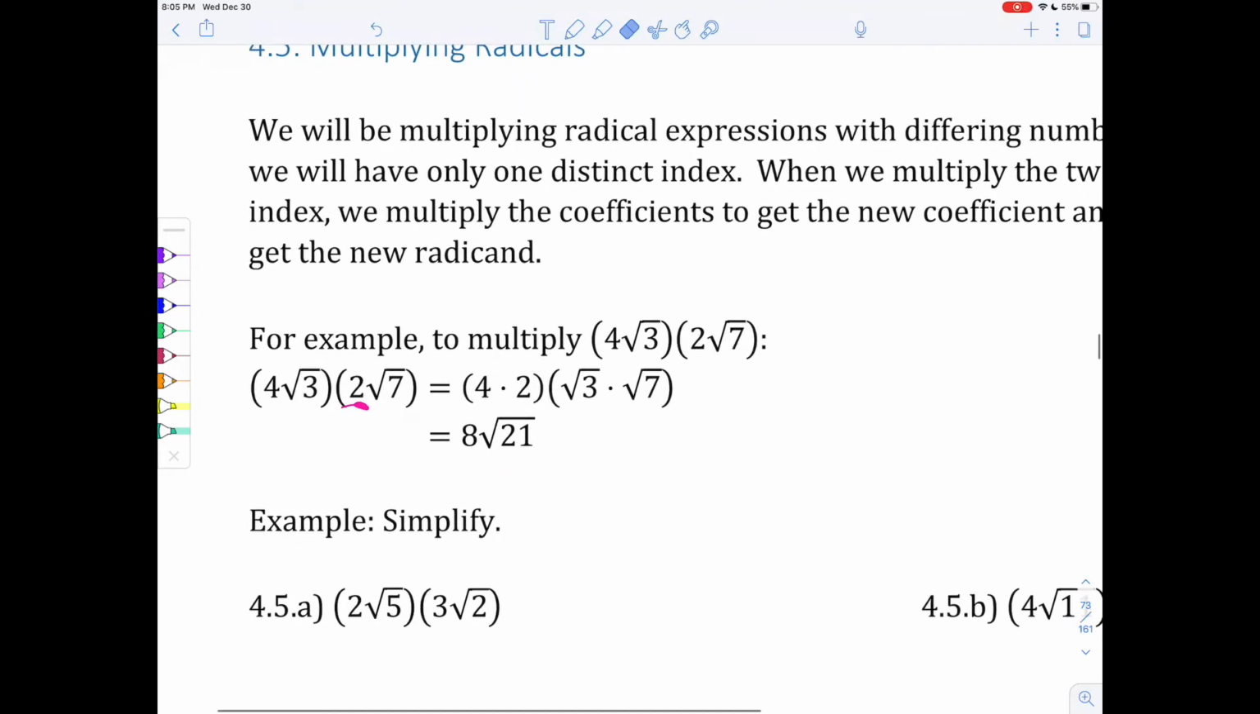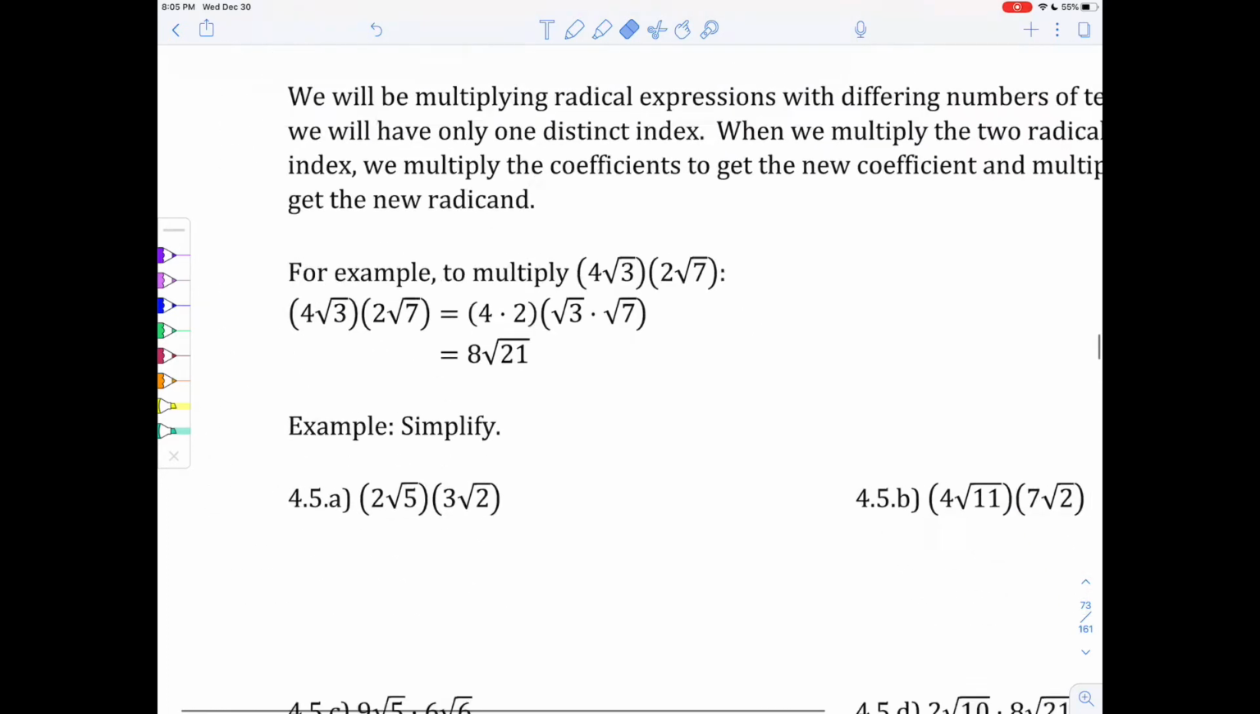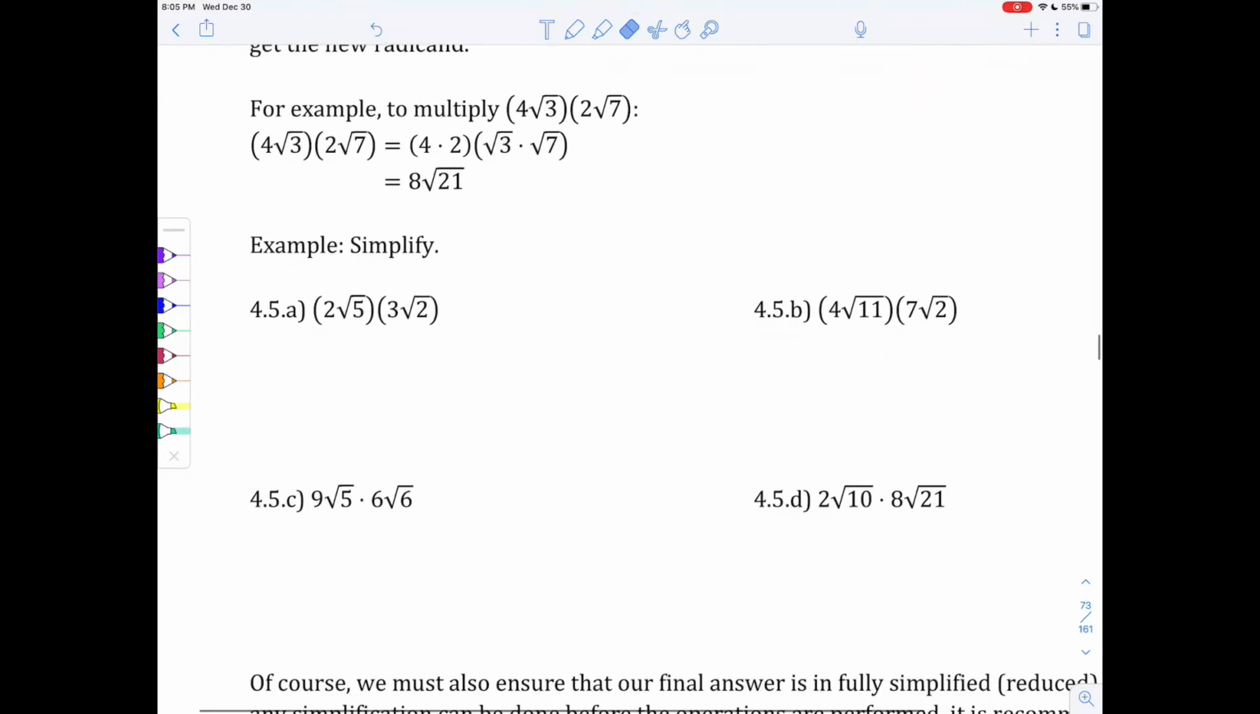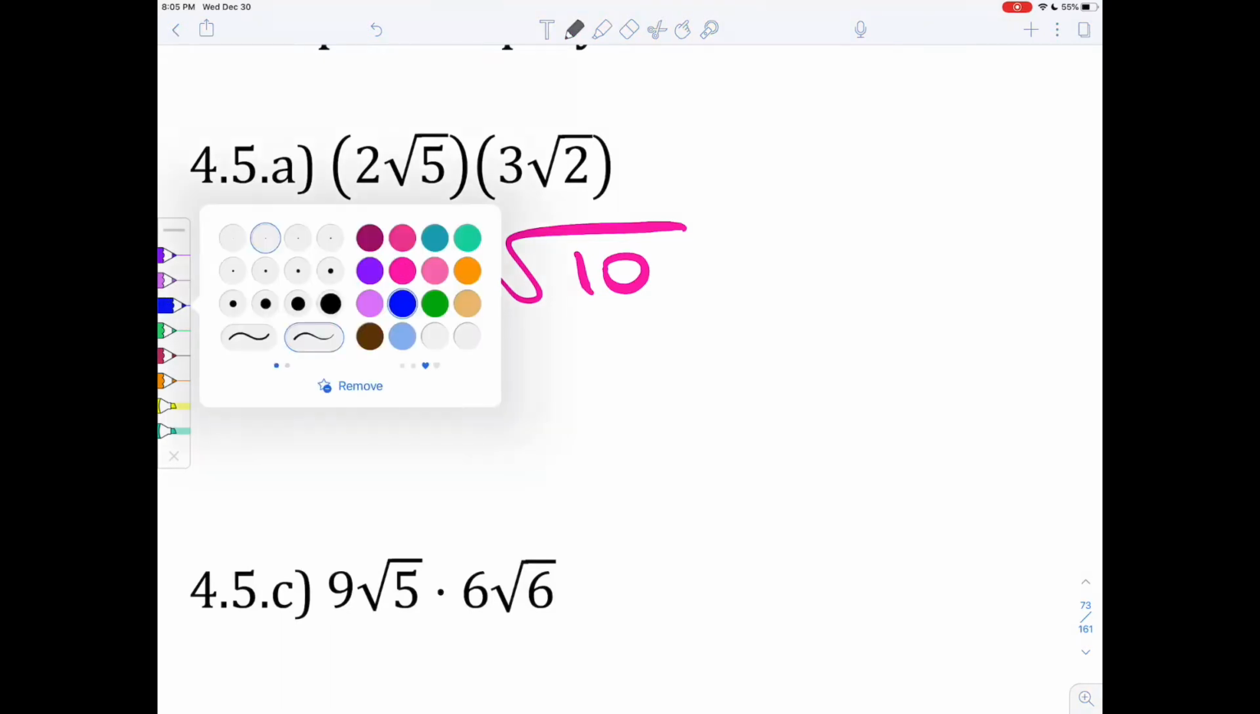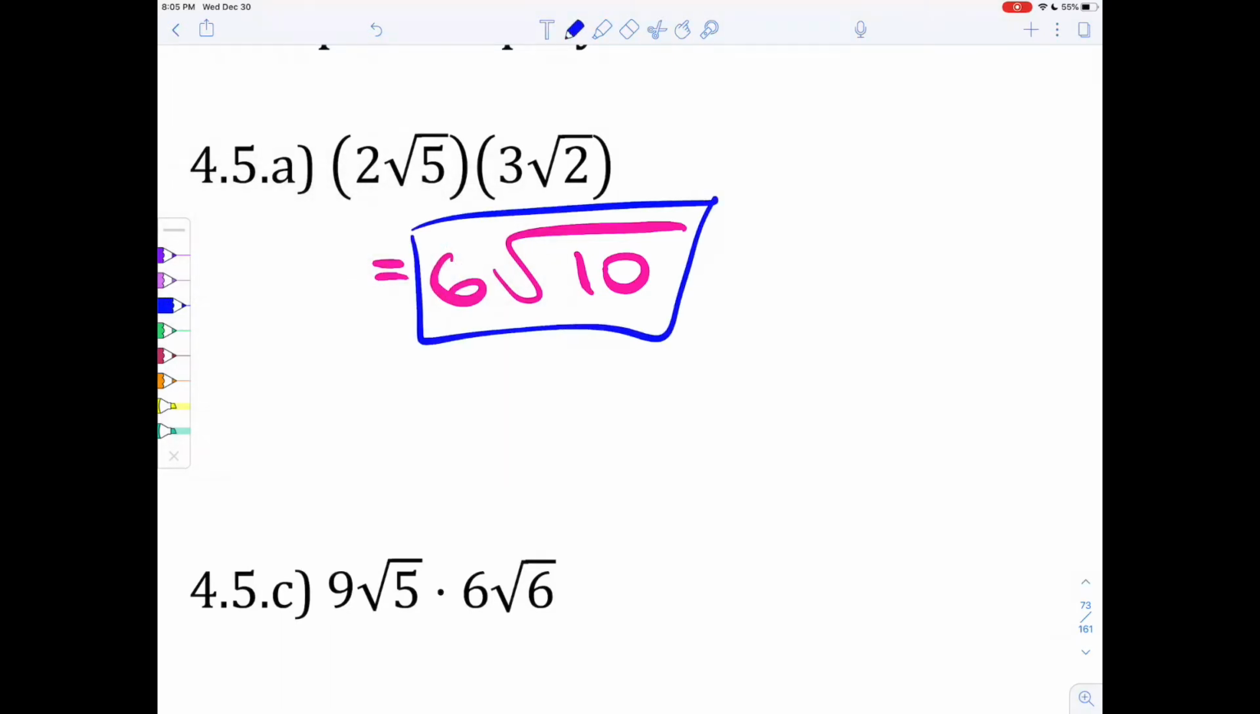If you want, you can even give it a try right away with these first four examples. In this one, I'm going to say that the whole part is 6 because that's 2 times 3. And then there's a radical part, and that's going to be 5 times 2 to give me 6 root 10. This one is done.